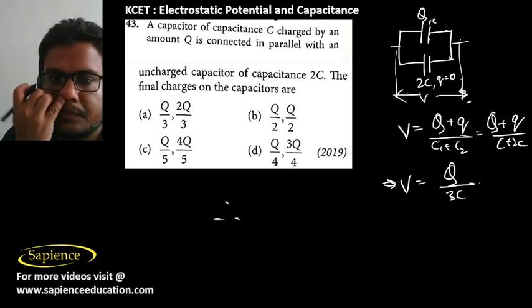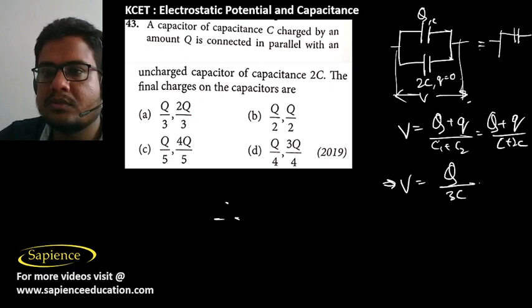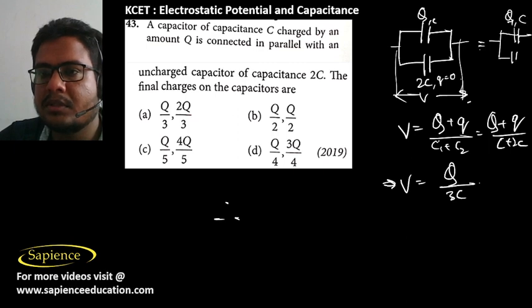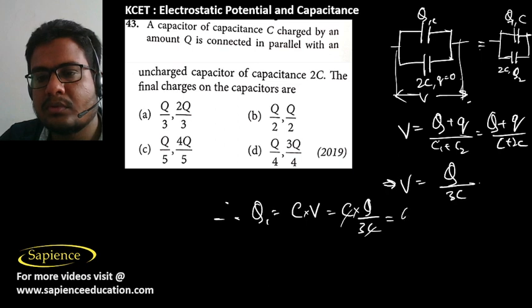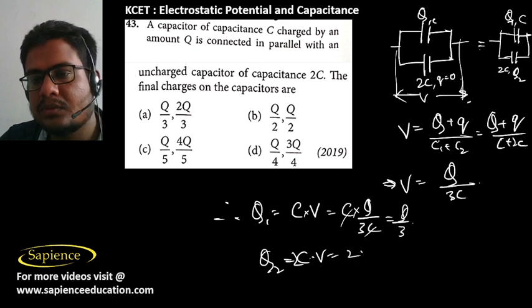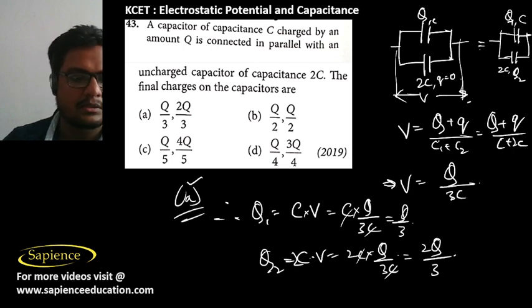So therefore the final charges on the capacitor. For the first capacitor, the charge is suppose Q1, capacitance is C, and for the second one the capacitance is 2C and its charge is suppose Q2. Then Q1 will be equal to C into V, that is C into Q by 3C, that is Q by 3, and Q2 will be equal to 2C into V, that is 2C into Q by 3C, so that is 2Q by 3. So Q by 3 and 2Q by 3. So option A is the correct answer.